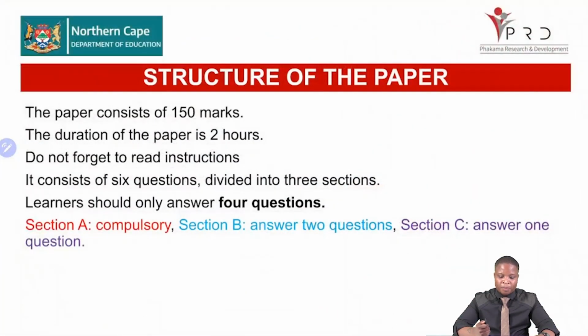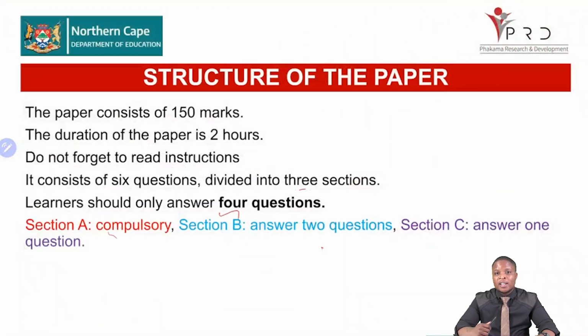Right, so the structure of the paper, we are writing out of 150. It is 2 hours. Don't forget to read the instructions. We have 6 questions divided in 3 sections. We are only answering 4 questions. Section A is compulsory. Section B, you are answering only 2 questions. And section C, you are answering 1 question.